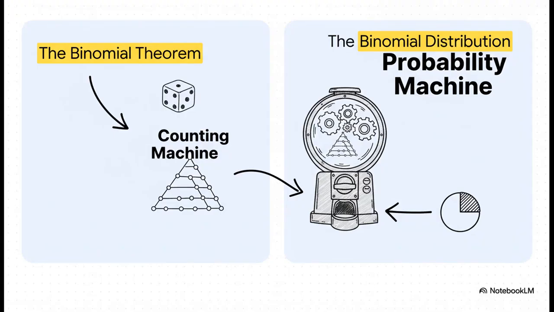When you calculate a probability, it usually has two parts. First, you figure out the odds of one specific outcome happening, and then you multiply that by the total number of ways that outcome can happen. The binomial theorem gives us that second part. It's the number of ways. It's the counting machine inside the probability machine.